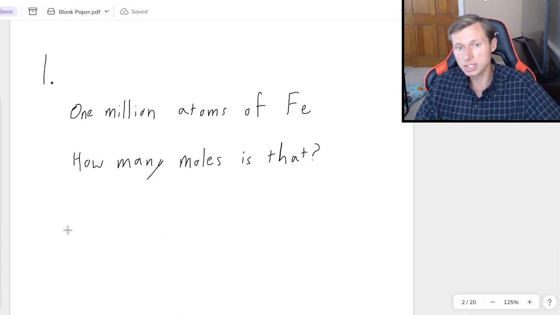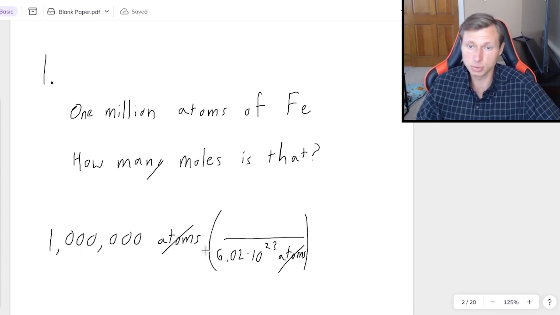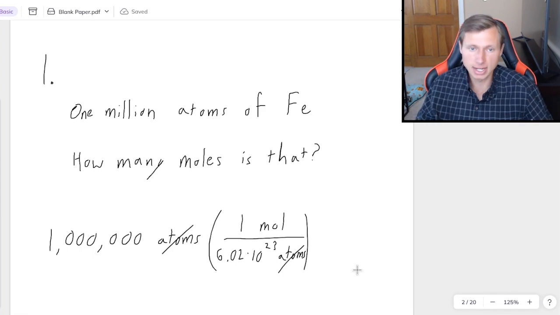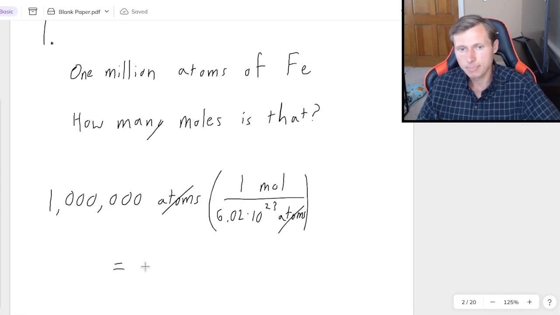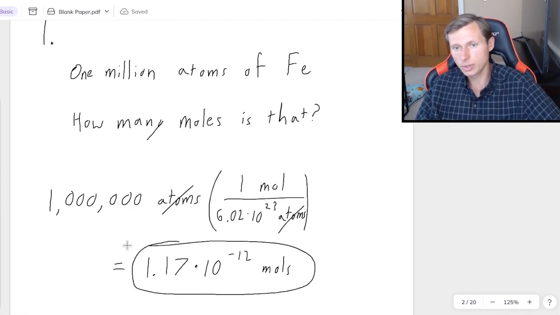Well, all I have to do is I'm going to write 1 million atoms times the conversion factor, which is Avogadro's number, 6.02 times 10 to the 23rd. The reason why it's in the denominator is because that's where the atoms go, which is going to cancel with that atoms right there. And in the numerator, I will have 1 mole. So there's my conversion factor. It looks like I am going to be dividing. And if I plug that in my calculator, I get 1.17 times 10 to the minus 12th moles. And that is going to be our answer.